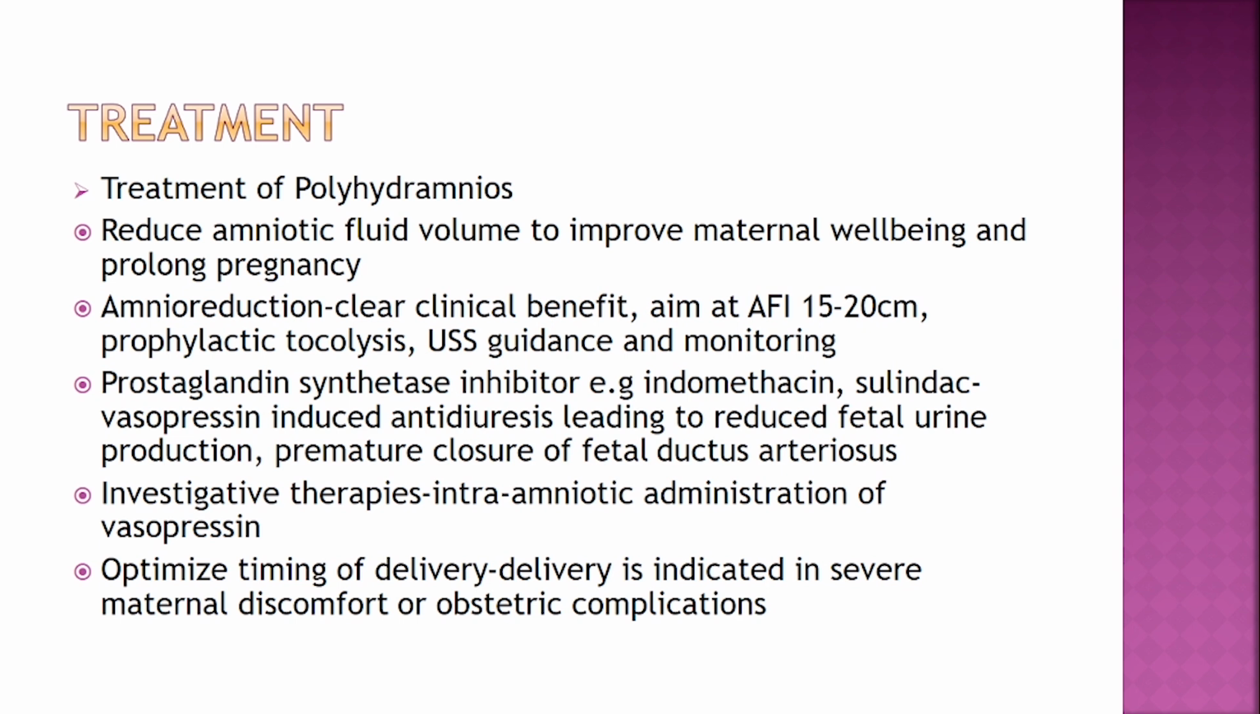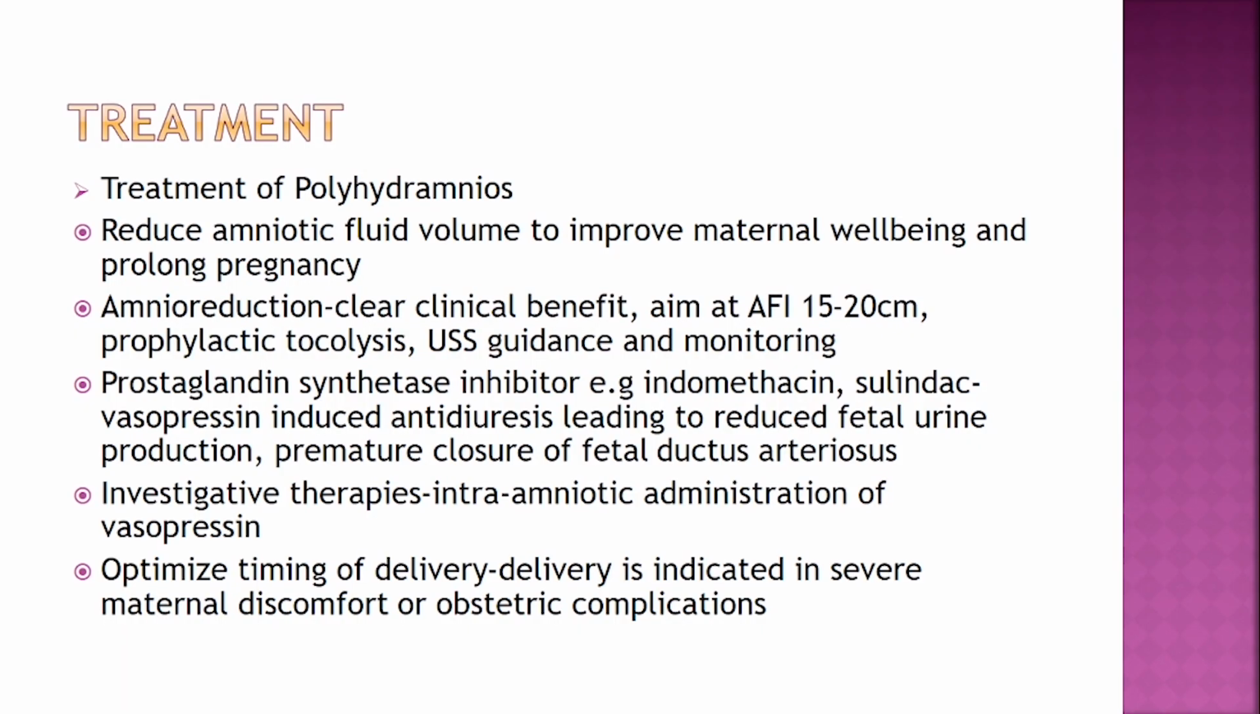Another thing we can use to reduce the liquor volume is prostaglandin synthetase inhibitors like indomethacin and sulindac. They lead to vasopressin-induced antidiuresis, leading to reduced fetal urine production. However, it has a side effect, premature closure of the fetal ductus arteriosus. So when you're giving these drugs, you need to monitor the blood flow through the fetal ductus arteriosus.